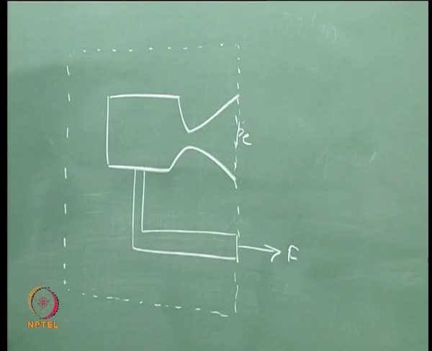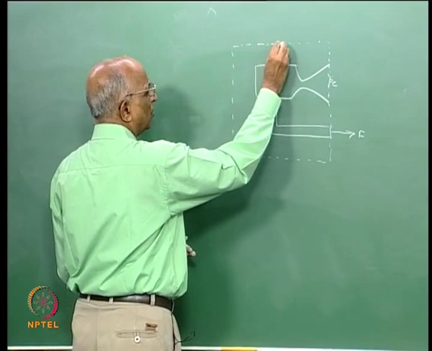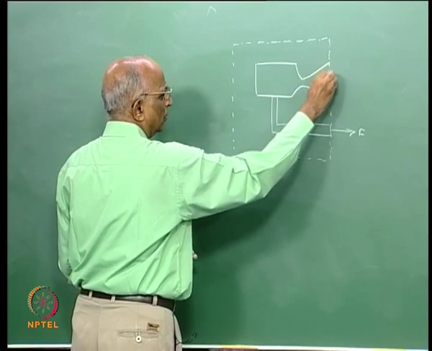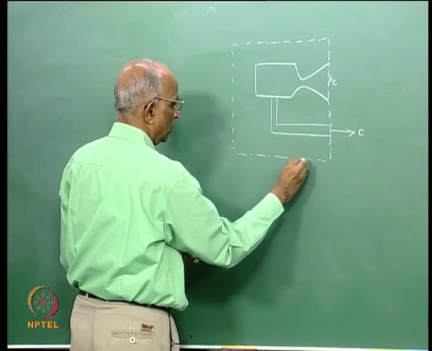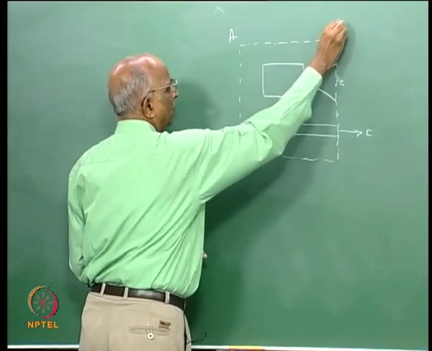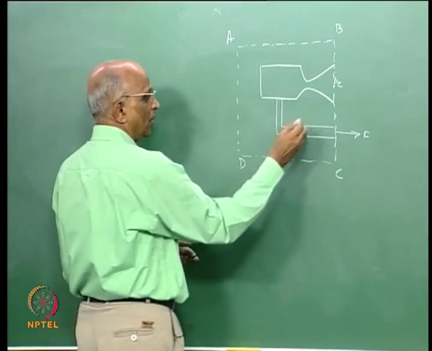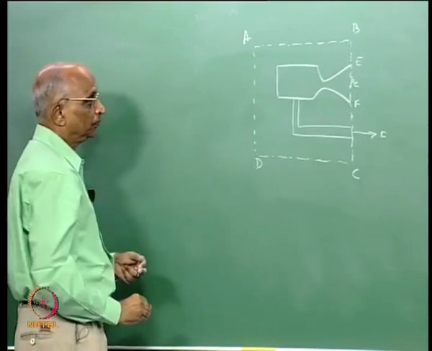Now, I want to find out this force. I find that everywhere on the walls of the control volume, that is, these imaginary lines that I am drawing, let us call them the AB line, BC line, CD line. The nozzle is EF over here.